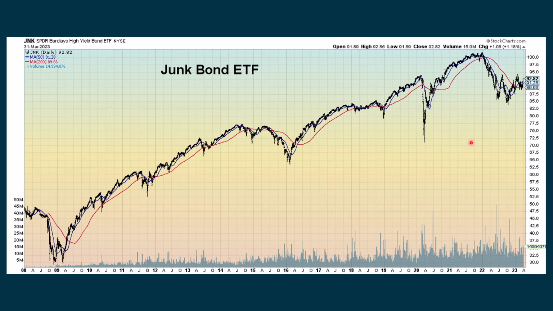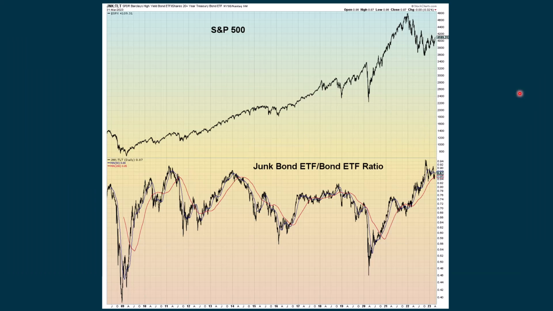Junk bonds, which tend to follow the stock market, and these are higher yielding bonds, they are in an overall uptrend. And when we compare junk bonds to government bonds, junk bonds are outperforming, as they should, because they're giving more of a yield, but they also come at greater risk.